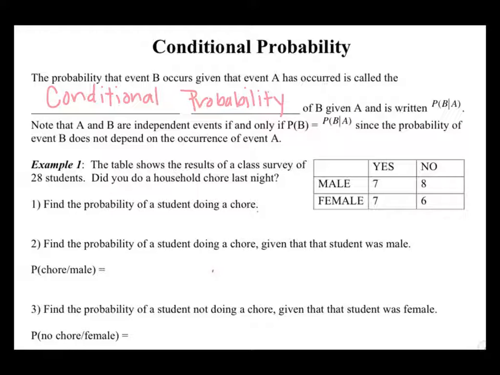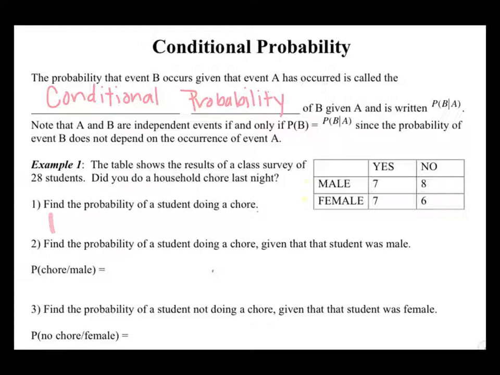So it gives you an example, and it says the table shows results of a class survey of 28 students. The question was, did you do a household chore last night? So they surveyed males and females and then recorded it. They said yes, they did do a chore, or no, they didn't do a chore. So it says, find the probability of a student doing a chore.